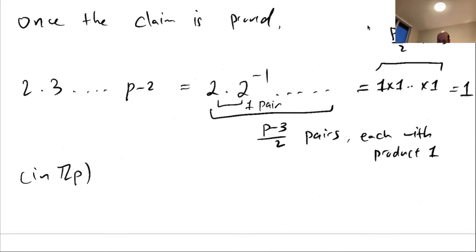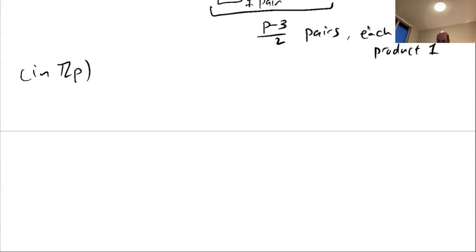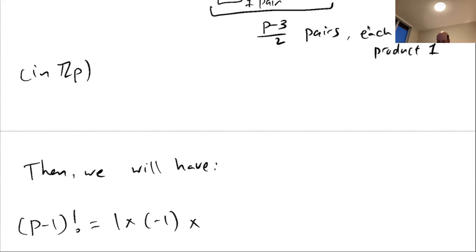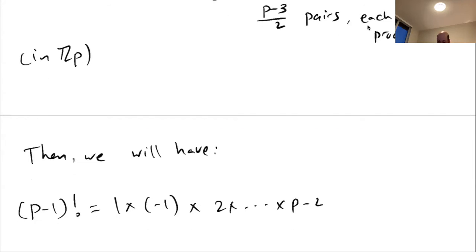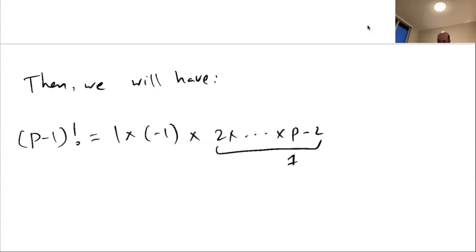And once we know that the product of A is 1, what is P minus 1 factorial? P minus 1 factorial equals 1 times minus 1 times the product of elements of A, or let me write just 2 to P minus 2, which is the same as the product of elements of A. And this one is 1. We just showed that this one is 1. So the answer is going to be 1 times minus 1, which is minus 1 in ZP. So it remains to prove the claim.